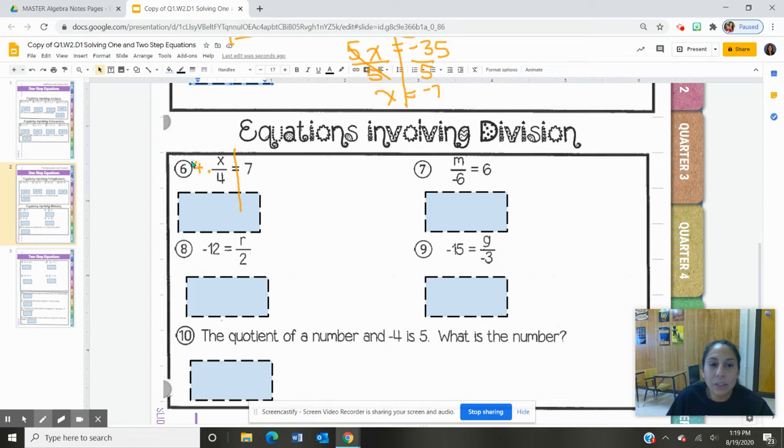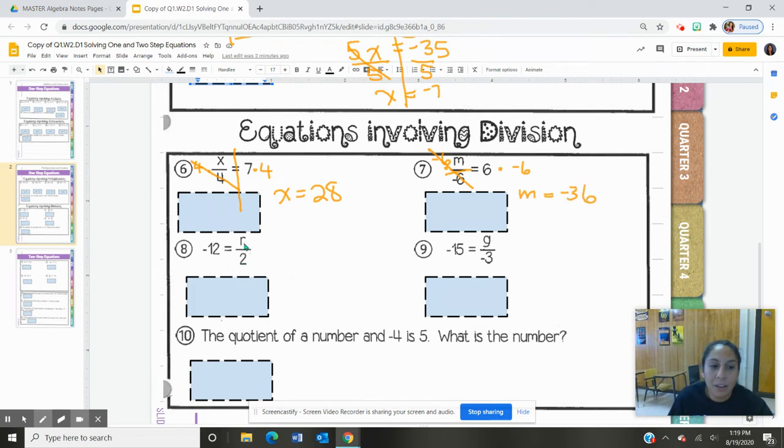When I do that, those two 4s are going to cancel out. So all I have to do is come to the other side and multiply by 4. So x equals 28. Problem 7. M is being divided by -6, that's division. So the opposite is multiply by -6. Those two are going to cancel out, so I multiply the other side by -6. So M is equal to -36.